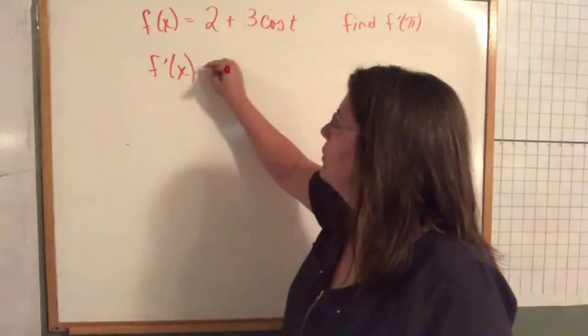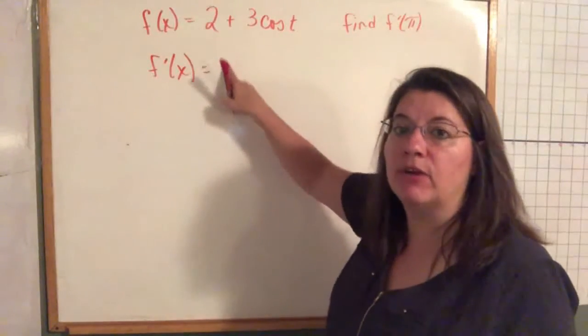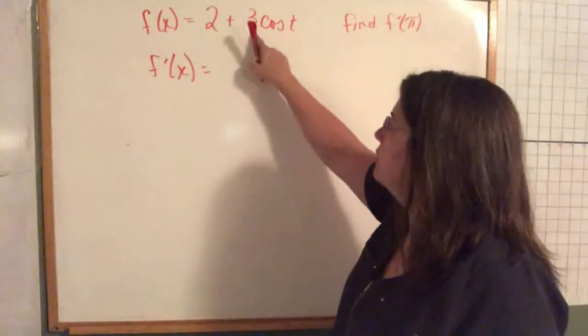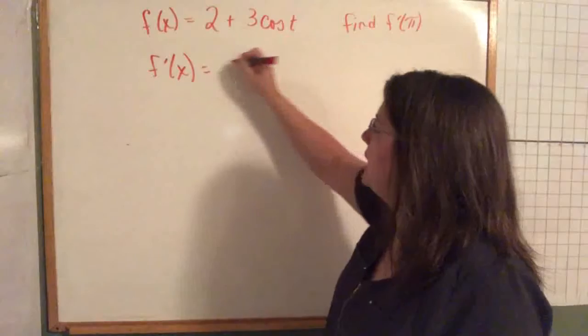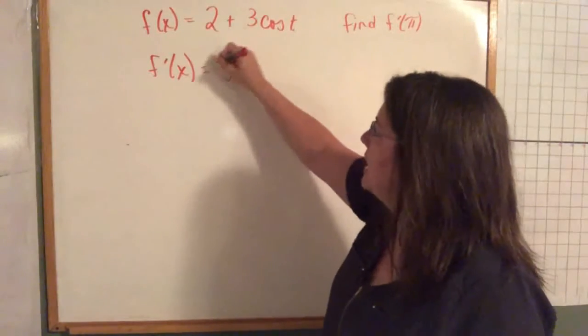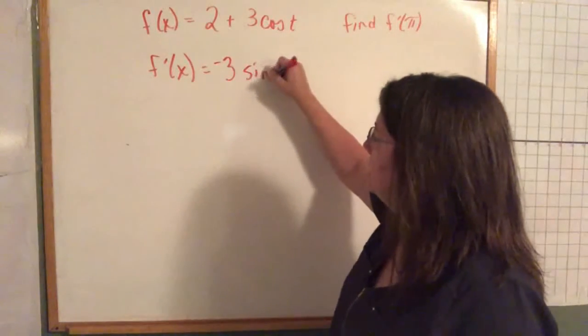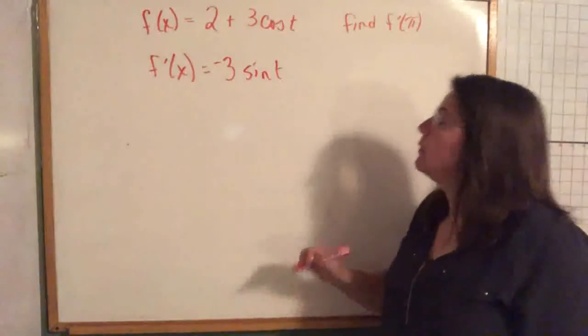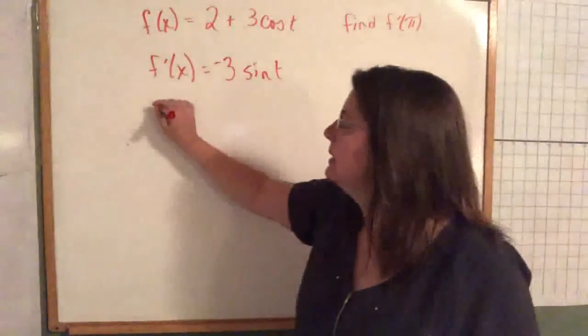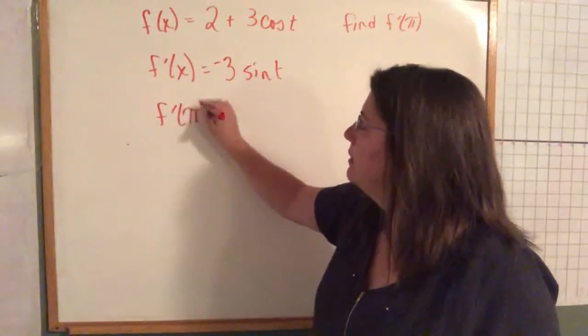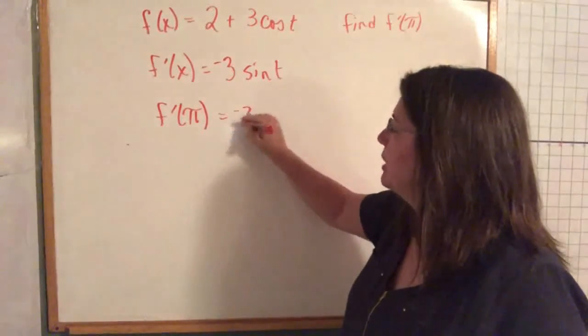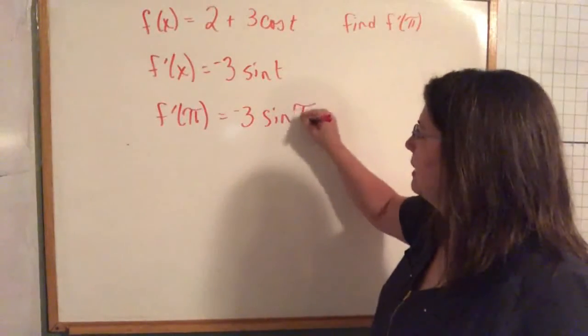f prime of x, well, the derivative of 2 is 0, so we leave that out. The derivative of 3 cosine t, we keep the 3. Derivative of cosine is negative sine t. And then if we want f prime of pi, we will plug pi into that, negative 3 sine of pi.